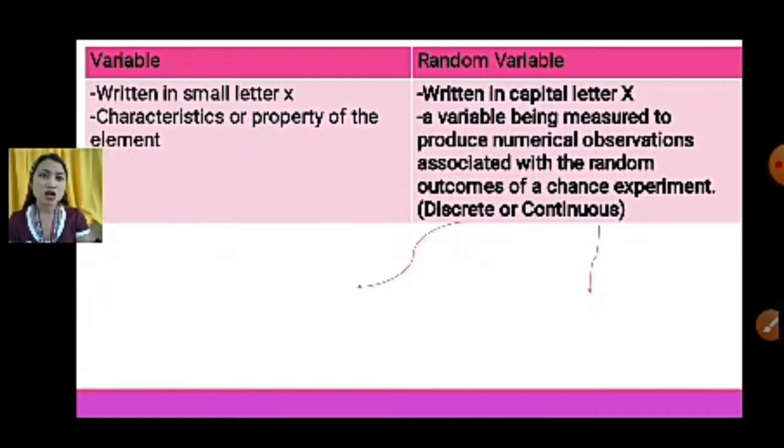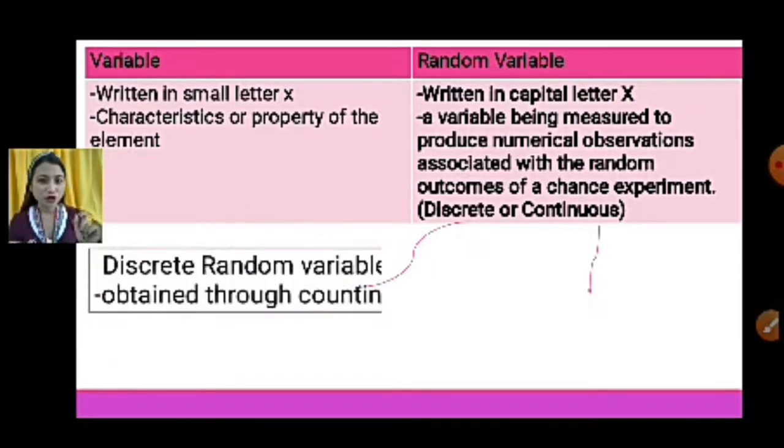So if you are suerte, in Tagalog, if you are lucky, you are being picked randomly. So you are included in that randomly picked. So random variables have different types. These are discrete or continuous. Let's first learn what a discrete variable is.